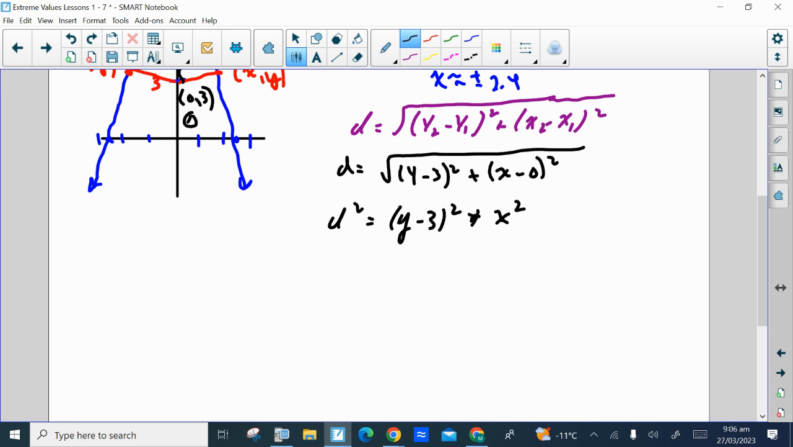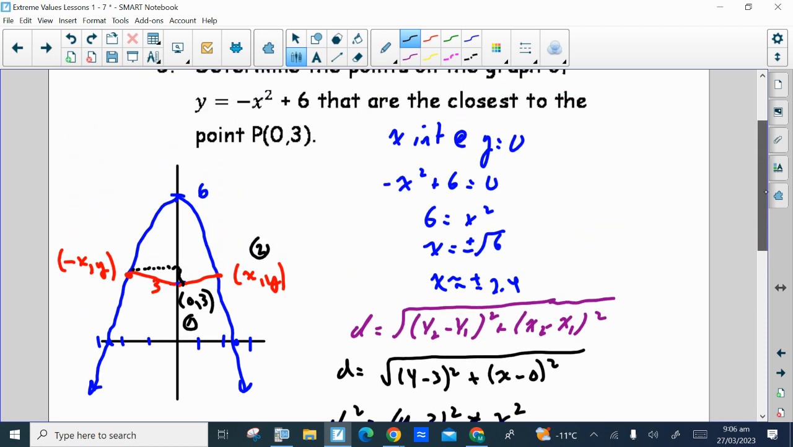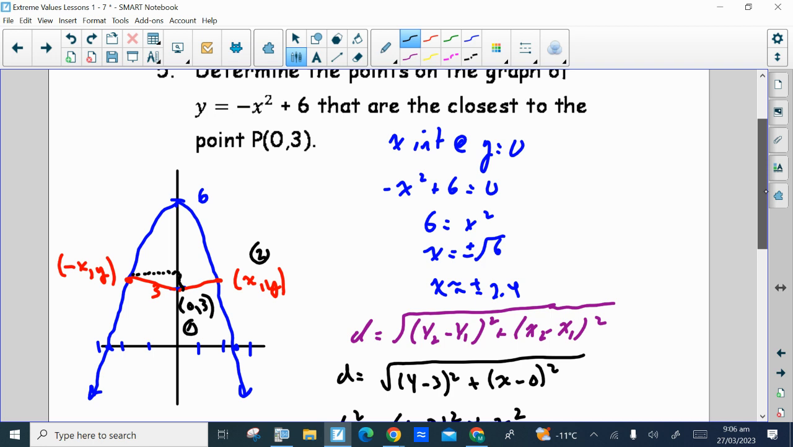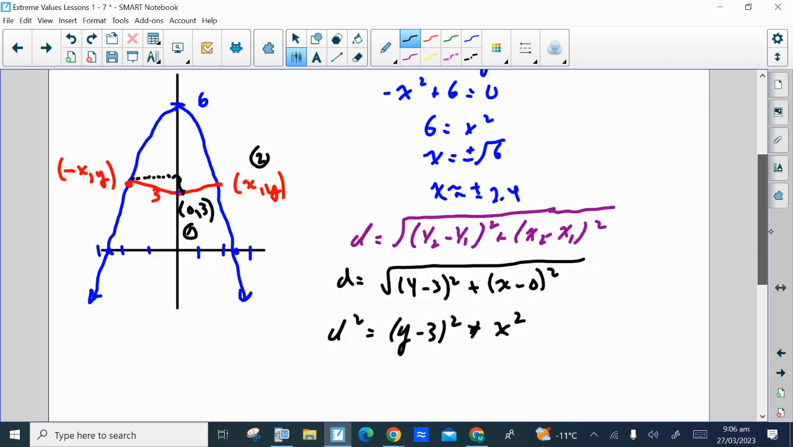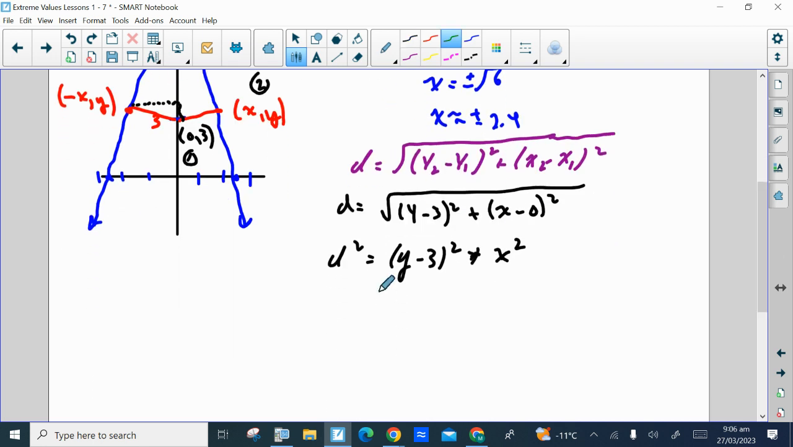The issue we have, though, right now is that we've got two variables. We have the variable x and the variable y. So we need to do something. But remember, we're told at the very start, the equation is that y equals negative x squared plus 6. So we can use that as our substitution. Y equals negative x squared plus 6. So now we can plug that into our equation. Instead of y minus 3, it's negative x squared plus 6 minus 3.